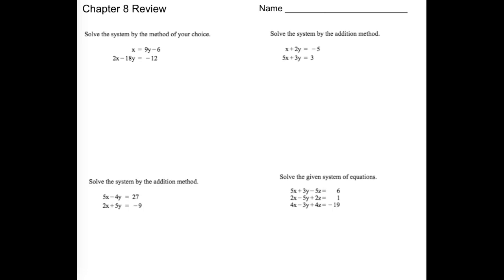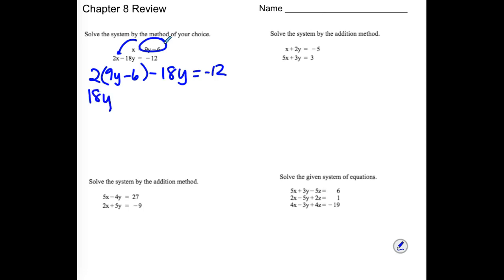Okay, so if we do a substitution, we are going to take this expression and dump it in for that x, correct? So we would have 2 times the new expression, minus 18y equals negative 12. My expression was 9y minus 6. So I've done a substitution, and now I'm going to simplify. Distributing, I've got 18y minus 12 minus 18y equals negative 12. If I combine like terms, the y's drop out. I'm left with negative 12 equaling negative 12.